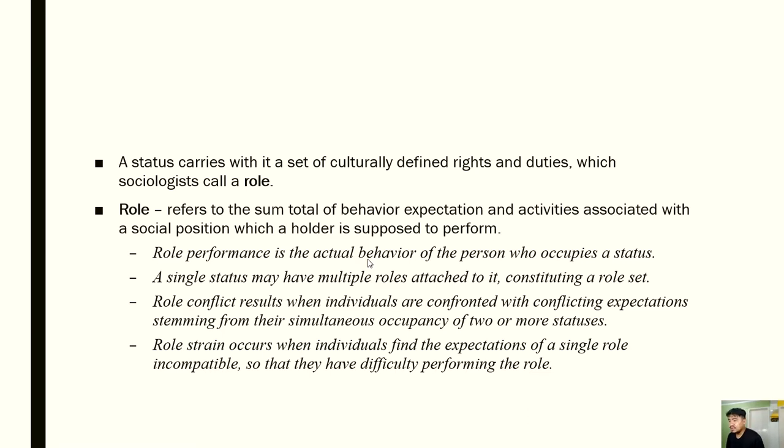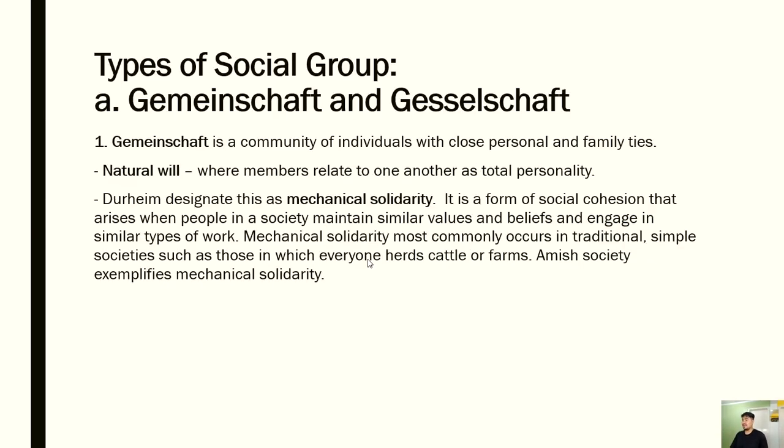Role conflict results when individuals are confronted with conflicting expectations. So more likely magkakaroon talaga ng conflict. And role strain occurs when individuals find the expectations of a single role incompatible, so that they have difficulty performing the role. Ayan. So we're done with this one, no? I mean, yung succeeding, and as well, I have mentioned this one already, no?